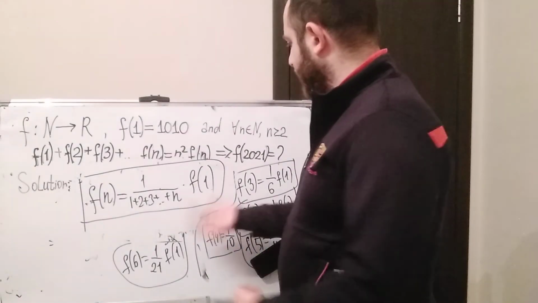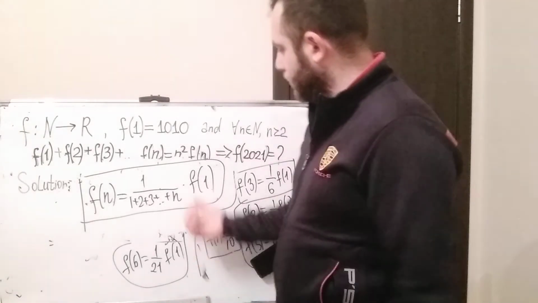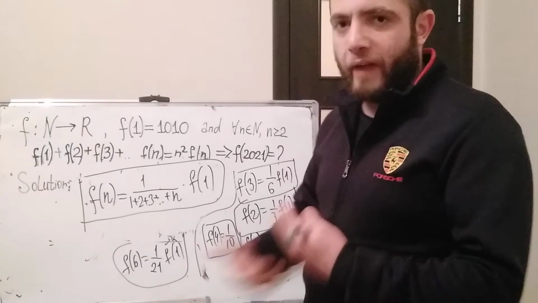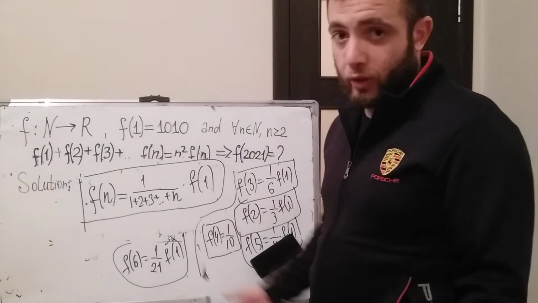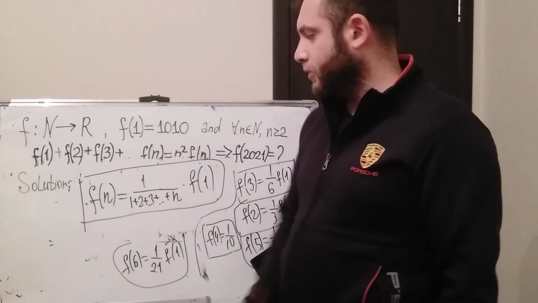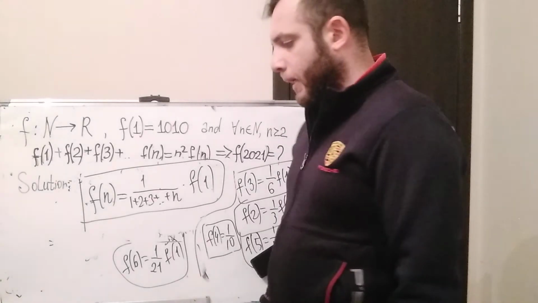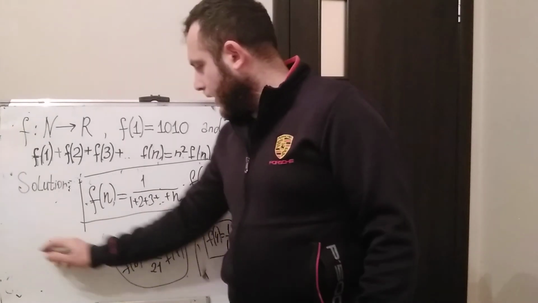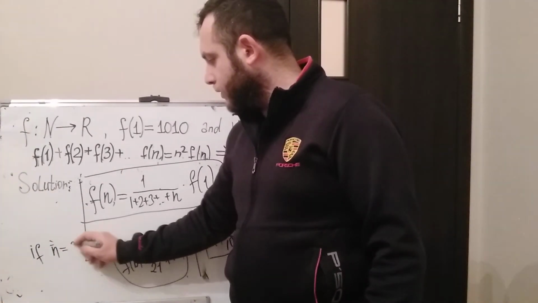So just plug in the values 1, 2, 3, 4, actually beginning from 2, and you will get different values. Some values will already be found together. Okay? So we need to find f 2021. That means we have to plug in 2021 where we have n. Okay, let's do it. If n is 2021.